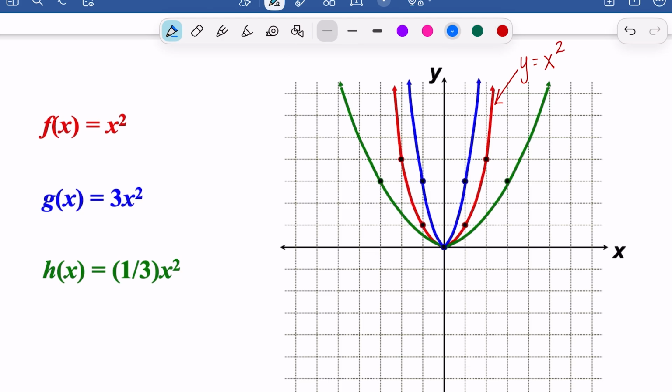If you look at the blue graph, 3 is an a value that's bigger than 1, so we should expect this to get narrow. And it does. You can see that when we graph it, right here, that gets narrower. So y equals 3x squared is narrower. If we look at the green graph, this is an a value that's less than 1. So that one should get wider, and it does. You can see this gets wider because the a value is less than 1.